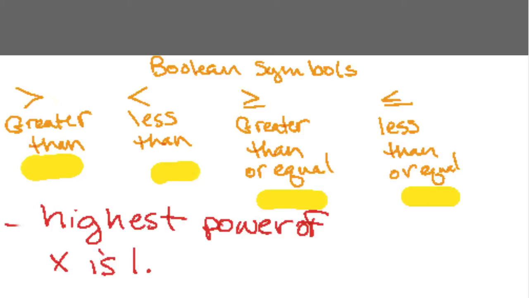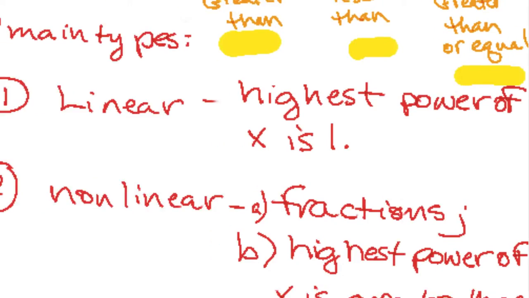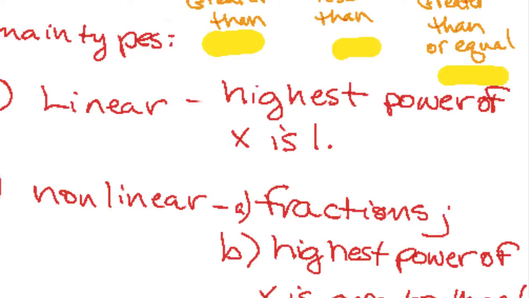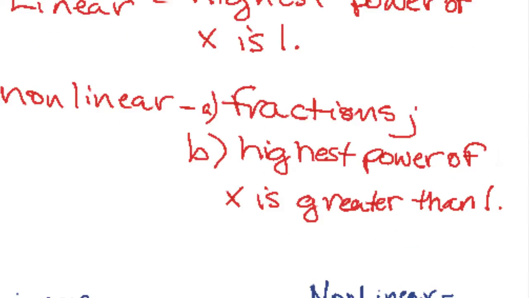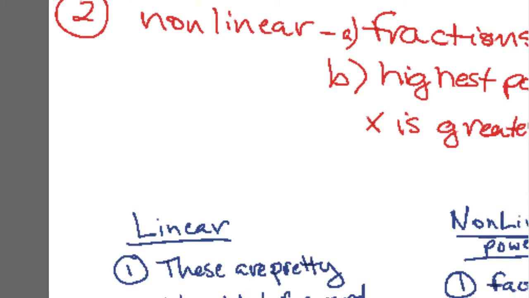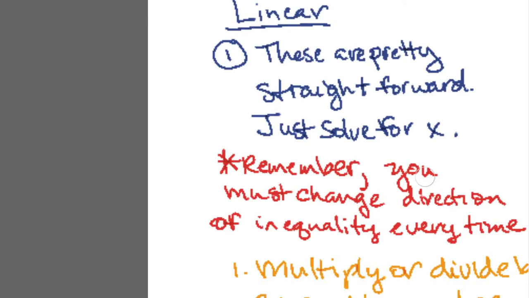Okay? So there are two main types, and one is linear. The highest power of x is 1 in your inequality, and it's like 3x plus 1 is less than 4. Those are pretty straightforward. You just solve for x, okay? Nonlinear gets a little bit more complicated. You have to use a process called sign analysis. So let's look at linear first. Linear, like I said before, you just solve for x, and you're good to go.